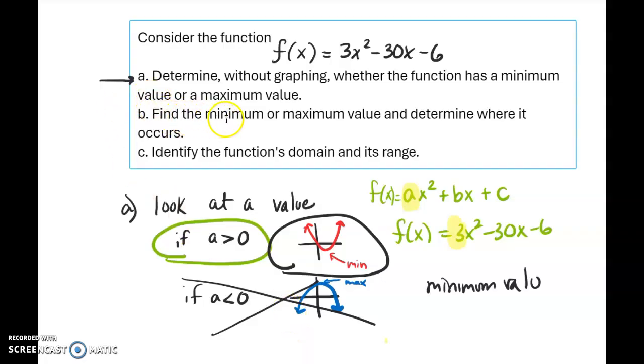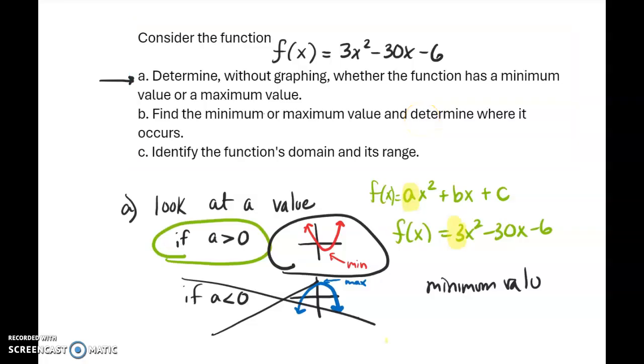And so then I'll move on to part B. And in part B, it says we'll find the minimum or maximum value. So we are going to be looking for the minimum value and determine where it occurs. So let's take a look at that part of the question. So this is my function. Let me rewrite it here.